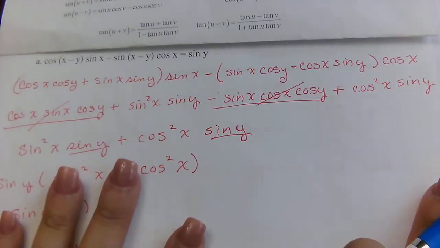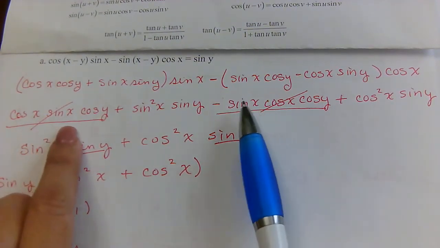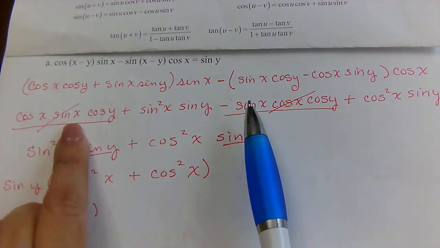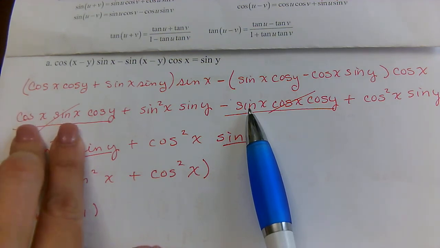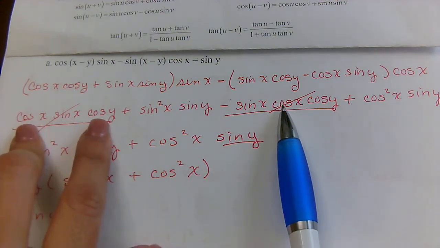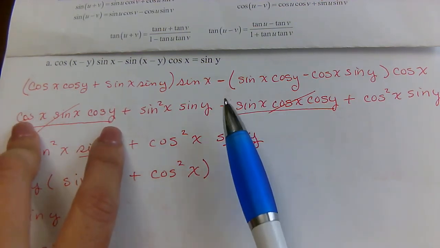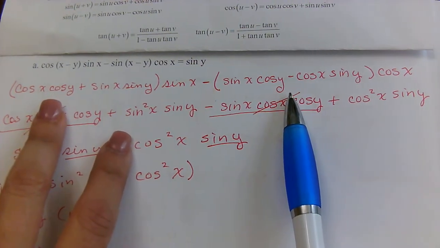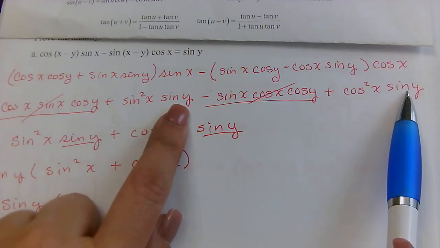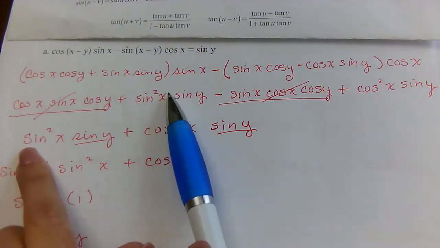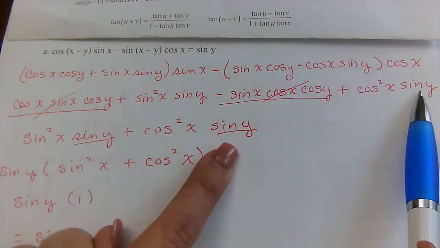Okay. Now I'm looking for common terms. Here, even though it's written differently, you can see that each one has the same term. There's a sine x here and a sine x here. There's a cosine x and a cosine x, and there's also a cosine y. This is a positive number, this is a negative number, so positive 1 minus 1, these two will cancel out. That leaves me with each of these. So then I just rewrote the terms that I had left. I have sine squared x times sine y plus cosine squared x sine y.